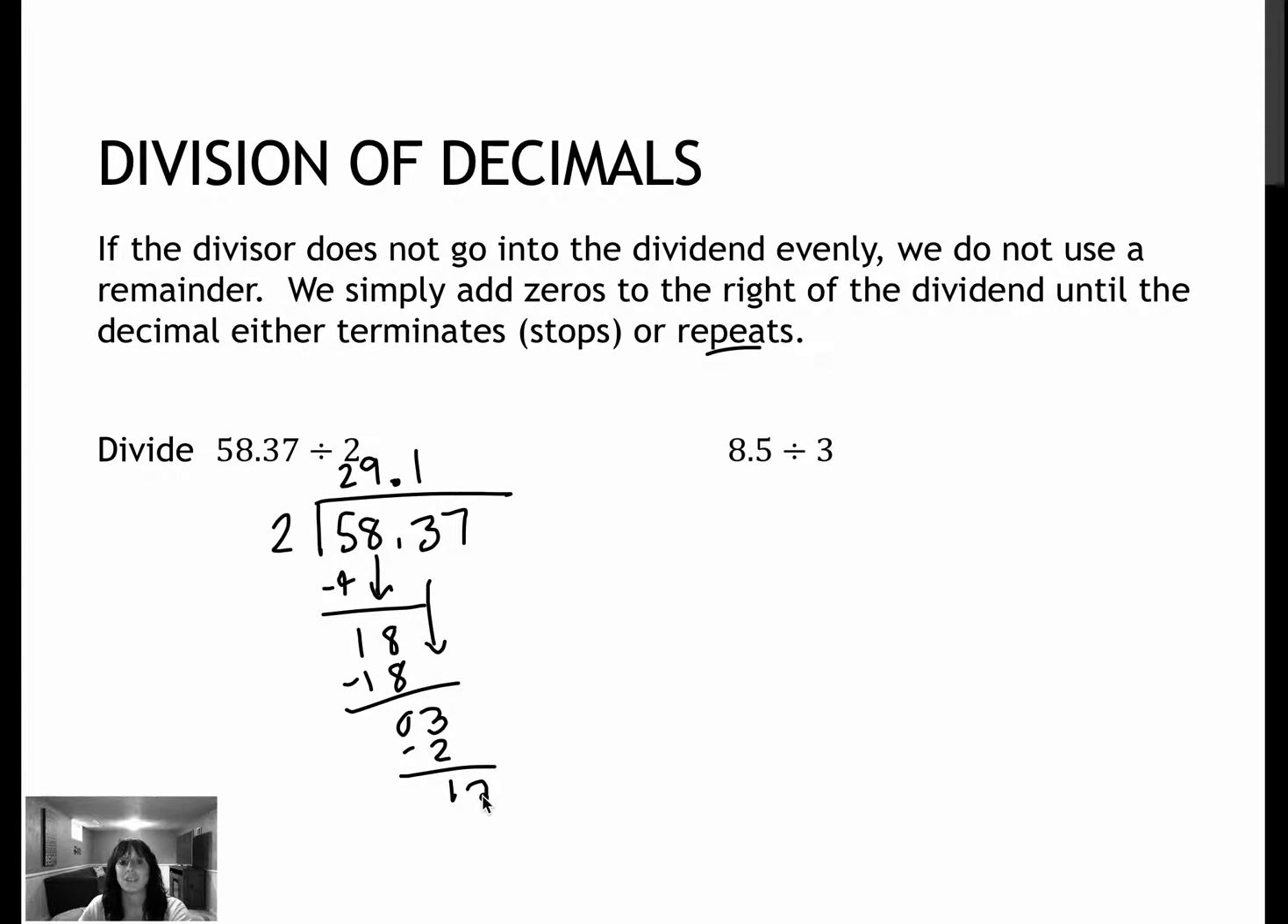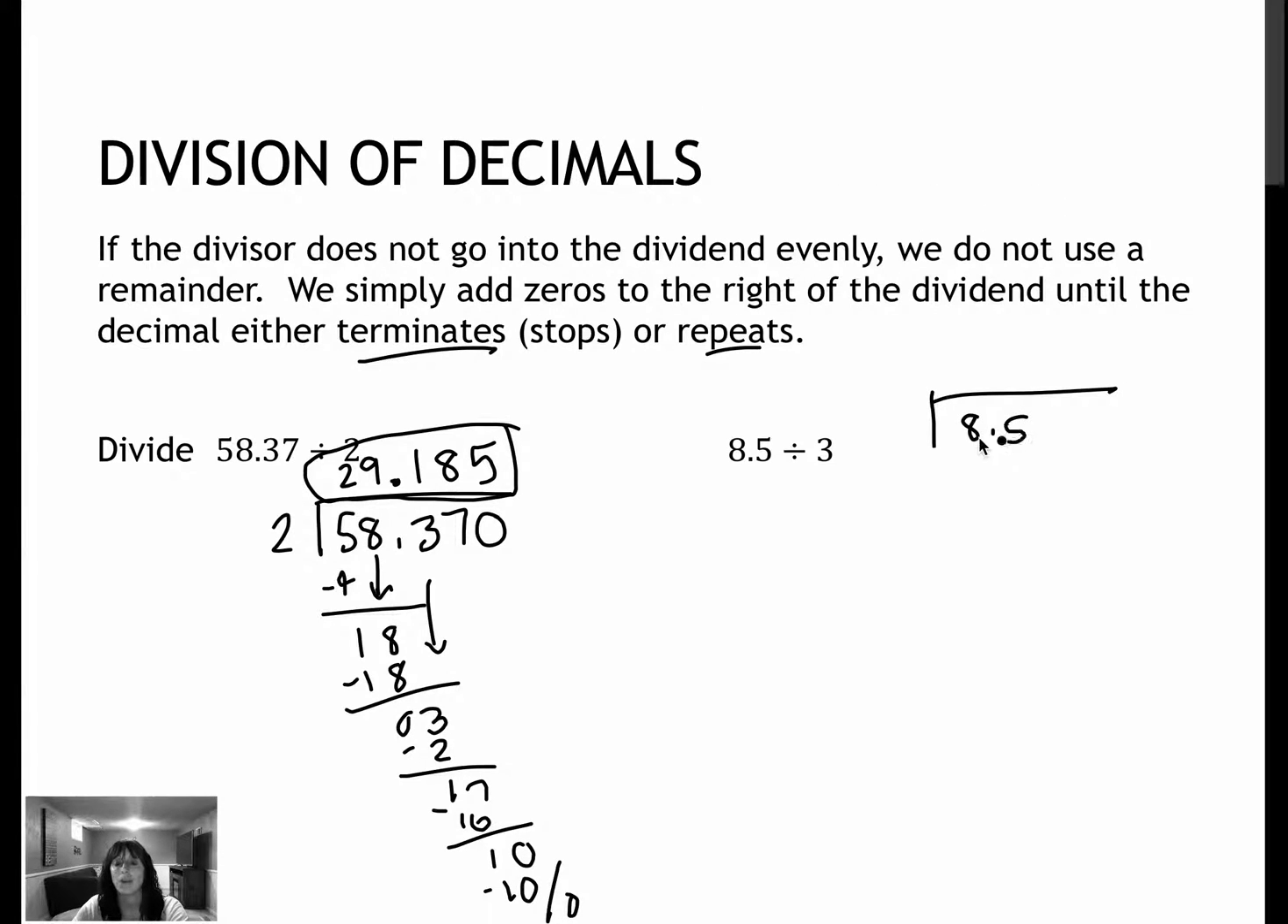2 goes into 17 8 times, but notice I'm at the end of my dividend and I'm not done because I still have a remainder. So this is where I would add a 0 to the dividend that I could then bring down, and now 2 into 10 5 times, so we can see that this one will stop, and I get a final answer that was a terminating or stopping decimal, one that stopped. Sometimes it's not going to stop, it's just going to keep going, but we'll see a pattern. So let's try our next example.